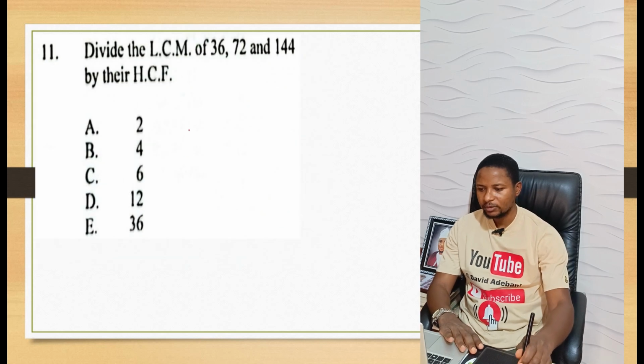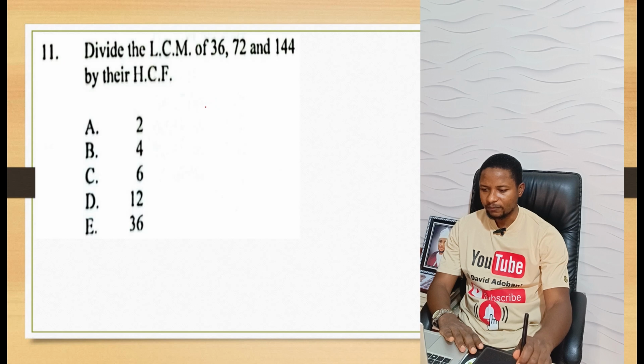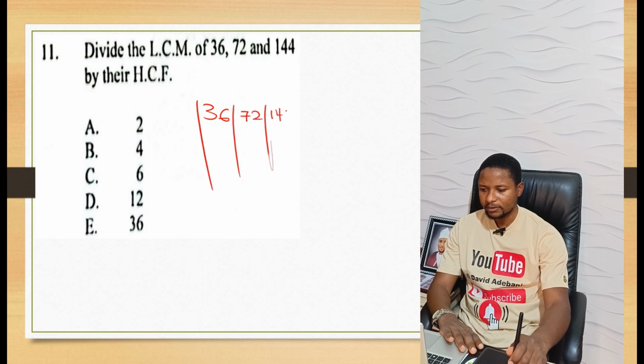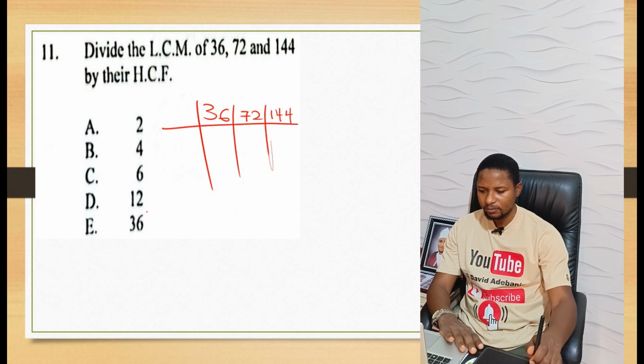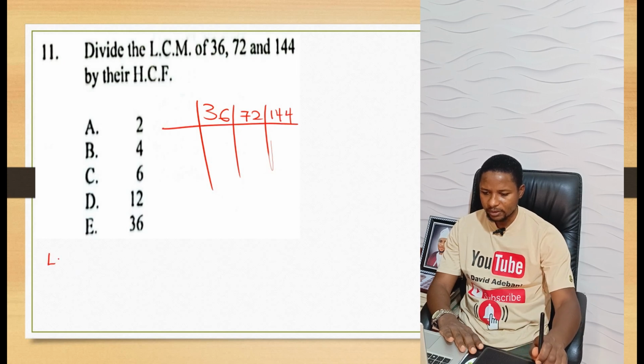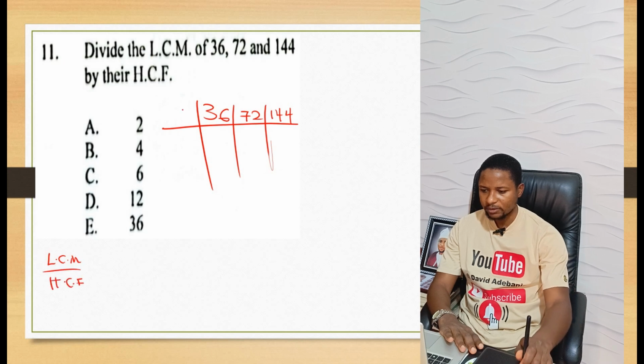Question 11. Divide the LCM by the HCF. Alright, so for exam sake, I am going to focus on the HCF. I think it's better that way. So don't forget the question is LCM divided by HCF. And I said I want to focus on HCF. 2 can go. That is 18. And this is what? 36. And this is 7 and 2.